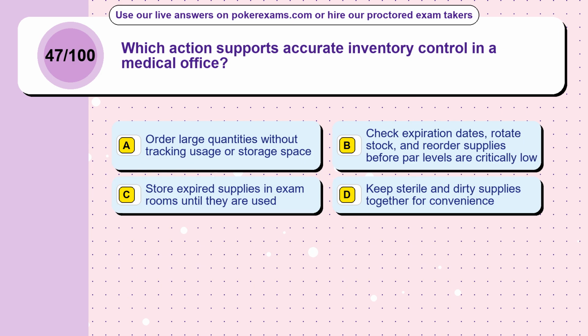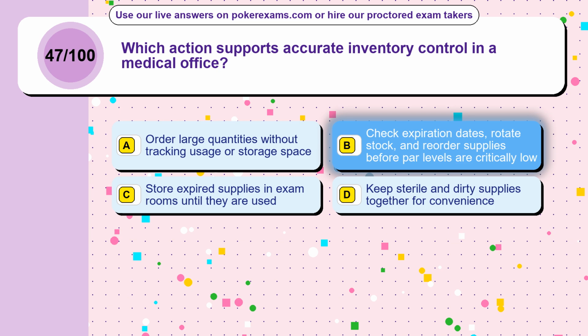Question 47. Which action supports accurate inventory control in a medical office? Option A. Order large quantities without tracking usage or storage space. Option B. Check expiration dates, rotate stock, and reorder supplies before par levels are critically low. Option C. Store expired supplies in exam rooms until they are used. Option D. Keep sterile and dirty supplies together for convenience.